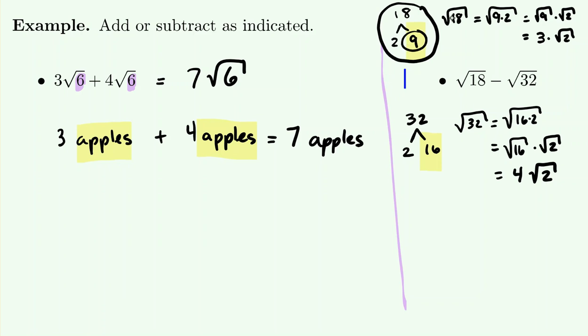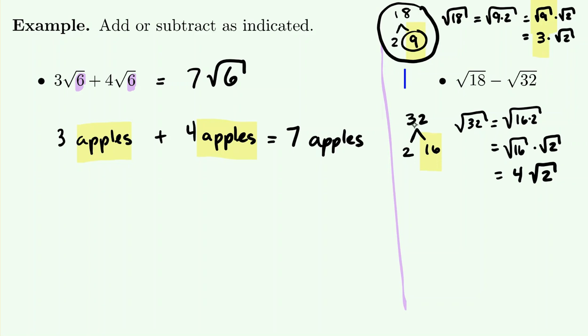So when I rewrite this through multiplication, the square root of 18 is equal to the square root of 9 times 2. Through our radical rules, we can split the radical into the square root of 9 times the square root of 2, and the square root of 9 is a known perfect square, so that simplifies to 3 times the square root of 2.